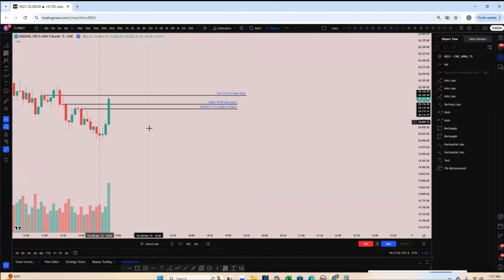So now this does not happen all the time, OG. But what you'll notice is that when we move with speed, it's because price wants to knock out whoever took the opposite position.